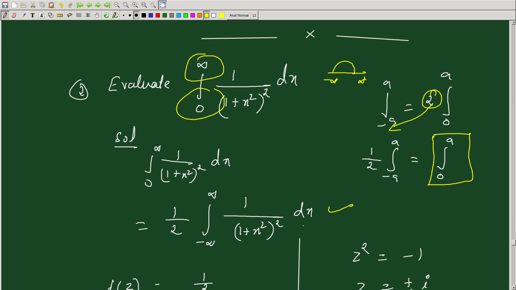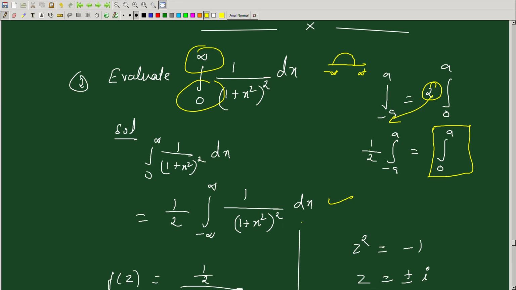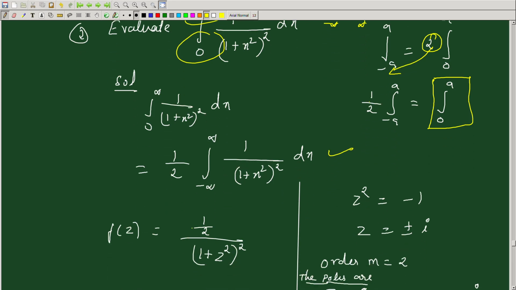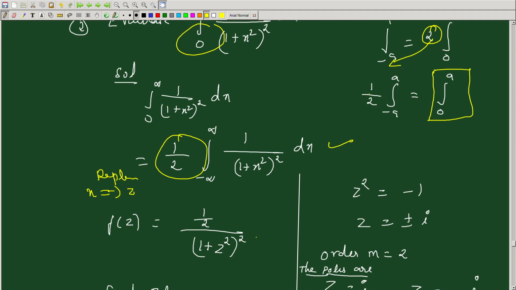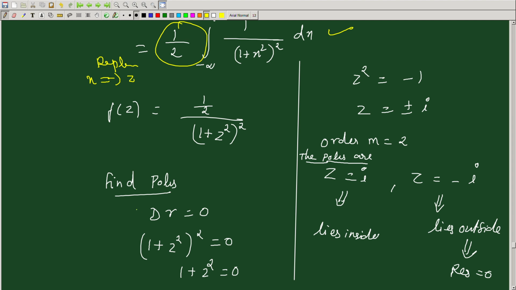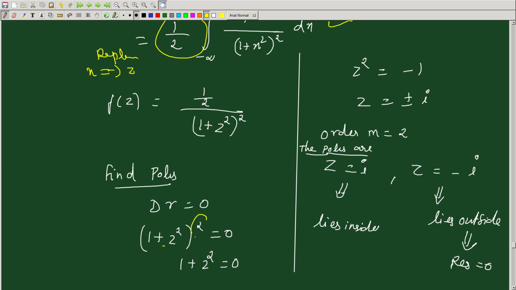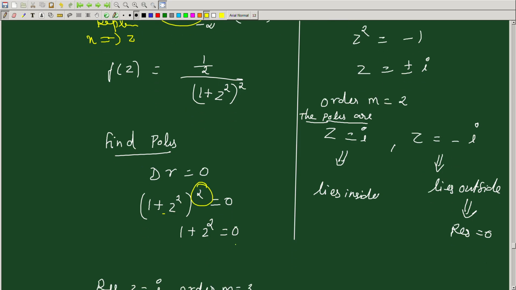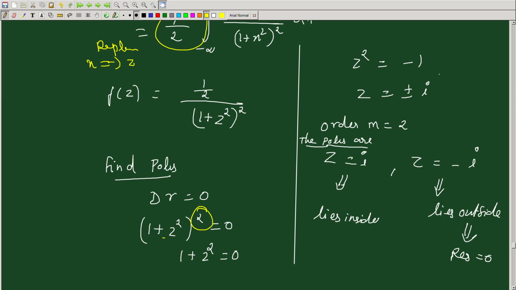Now the function is a semicircle, right? So now write f of z. f of z is numerator 1 by 2, just replace x by z, that is your f of z. So 1 plus z square the whole square. How to find poles? Denominator equal to 0. So 1 plus z square equal to 0, the power is 2, don't forget. 1 plus z square equal to 0, z square equal to minus 1, z equal to plus or minus i.